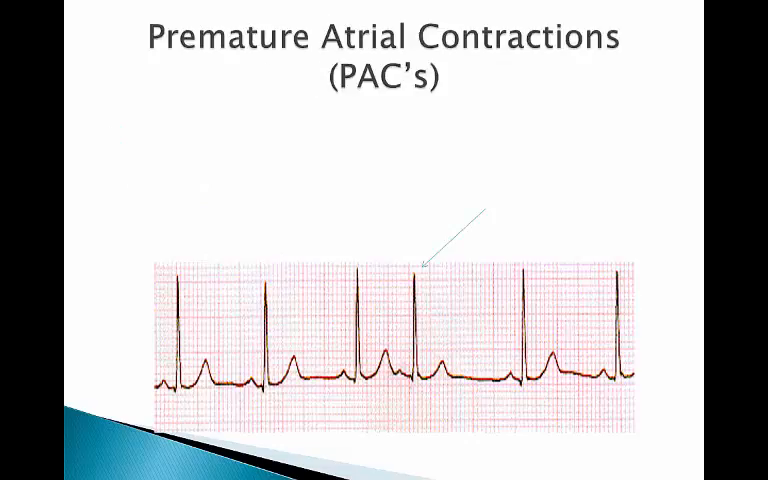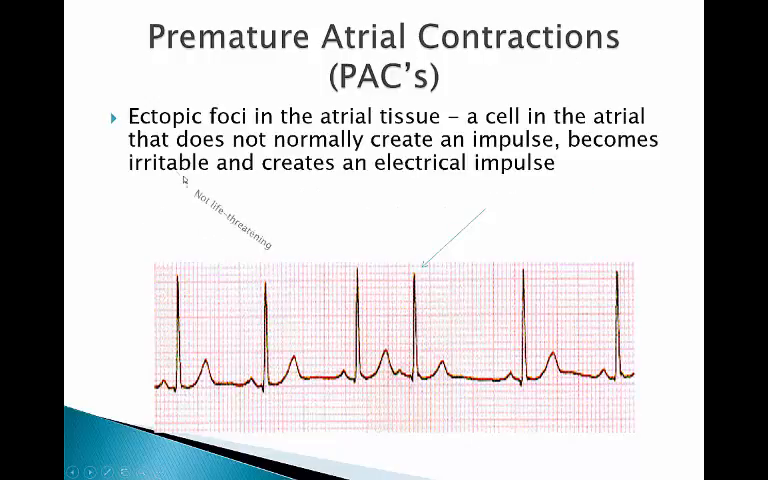All right, so we're going to start off with premature atrial contractions, which are the easy ones. They're called PACs, and basically there's an ectopic focus, a cell in the cardiac atria that doesn't normally create an impulse because the SA node does. For whatever reason, it decides to create an impulse and send an electrical impulse through the tissue, and it produces a beat. So it comes in early.